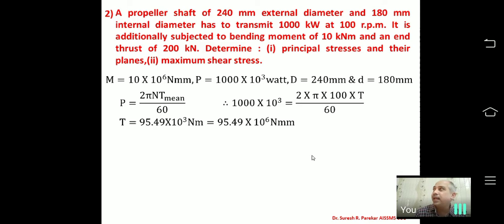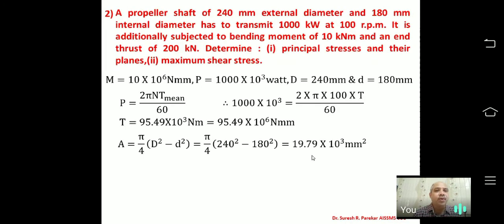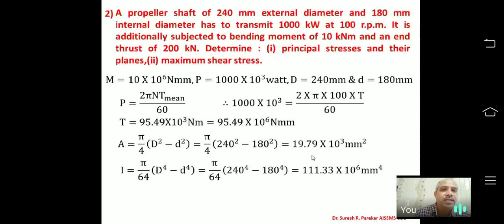Now what is the value of T? It is 95.49 into 10 raised to 6 Newton millimeter, because whatever T we get from power, that T we always have in Newton meters. Once I know T, M and the axial load I already know, so I will find the geometric properties. I will find A, which will be pi by 4 (D square minus d square), and that gives 19.79 into 10 raised to 3 millimeter square.